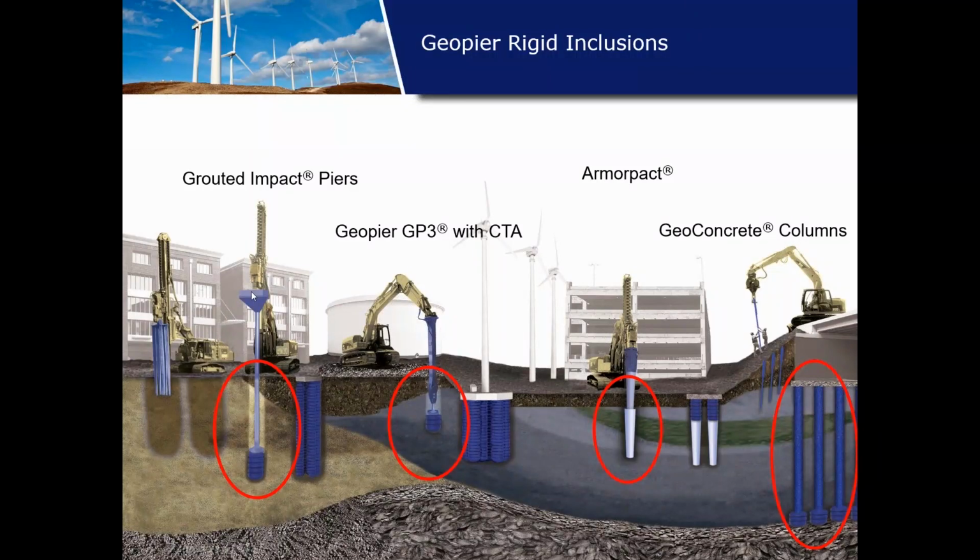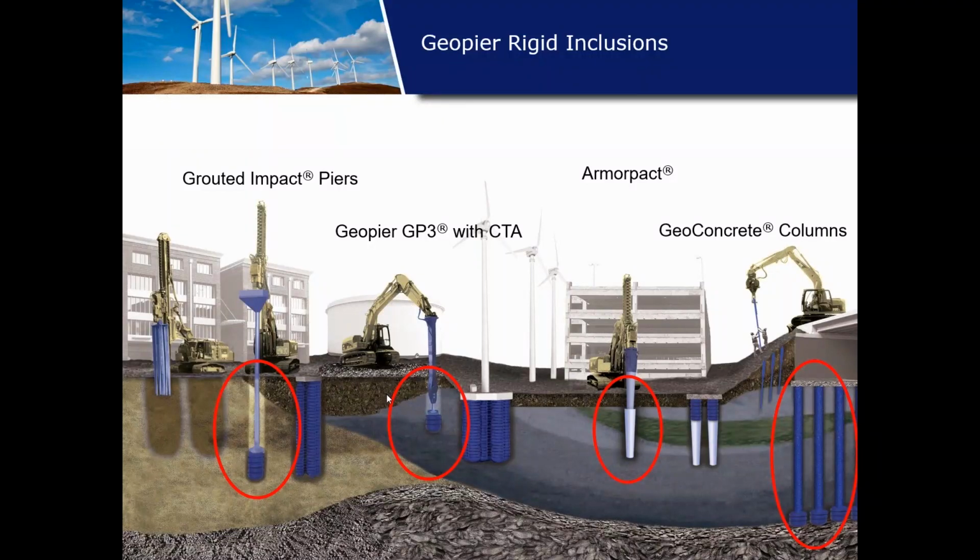Going from left to right, you have the grouted impact piers. These are basically the same as our impact piers with the addition of grout, as the name would imply. So what we do is we construct the impact piers the same way, with the one exception that we actually add grout through the top in the hopper via a hose, and that grout mixes in the mandrel as we create the pier to create a cementitious pier element.